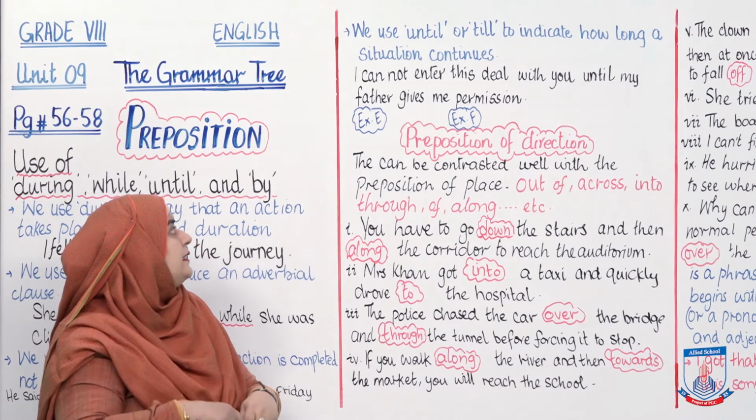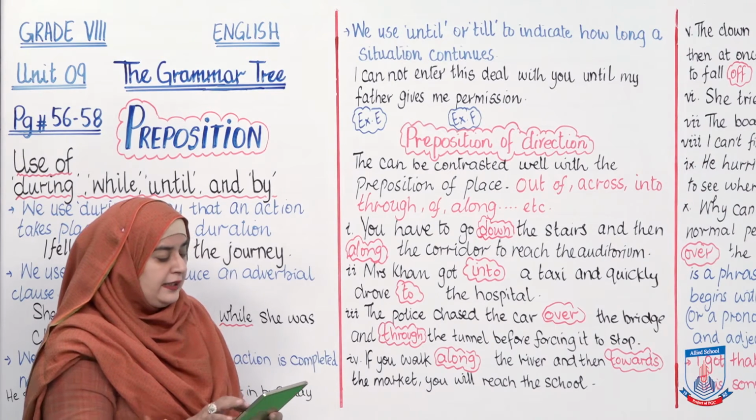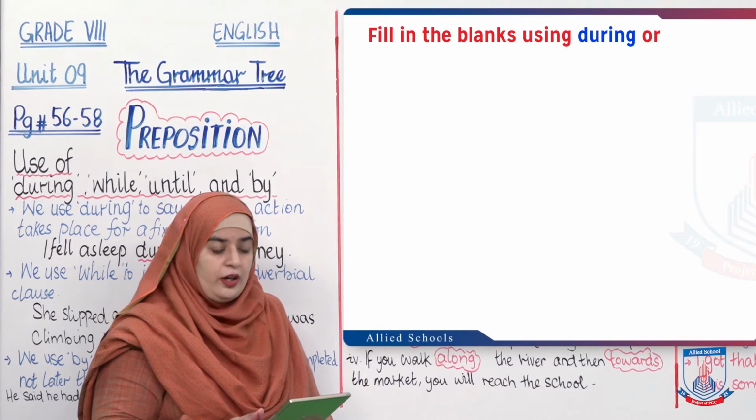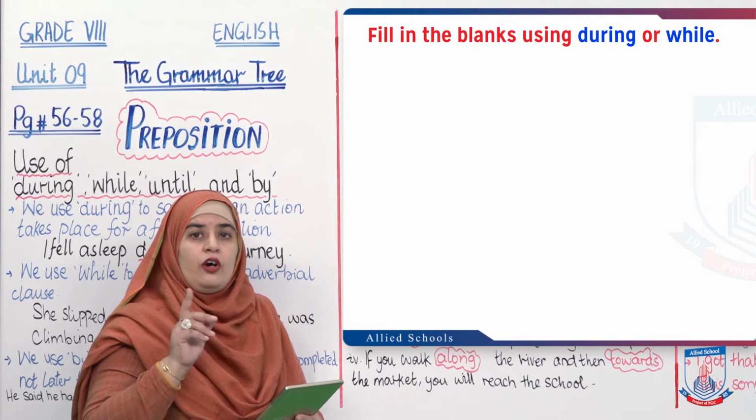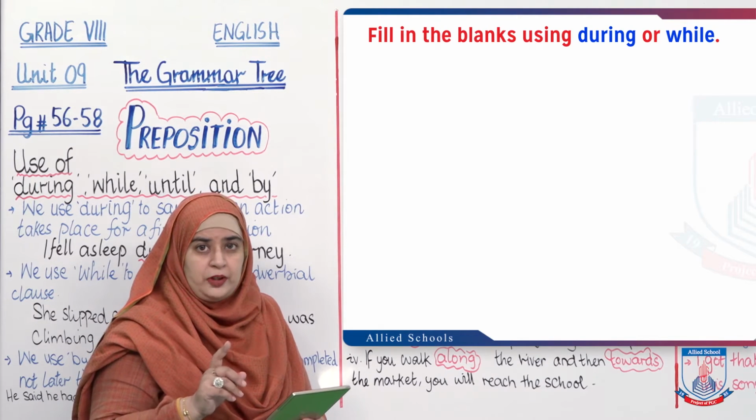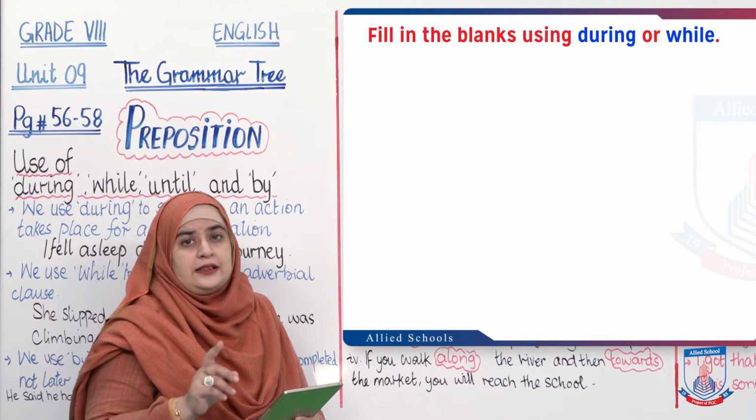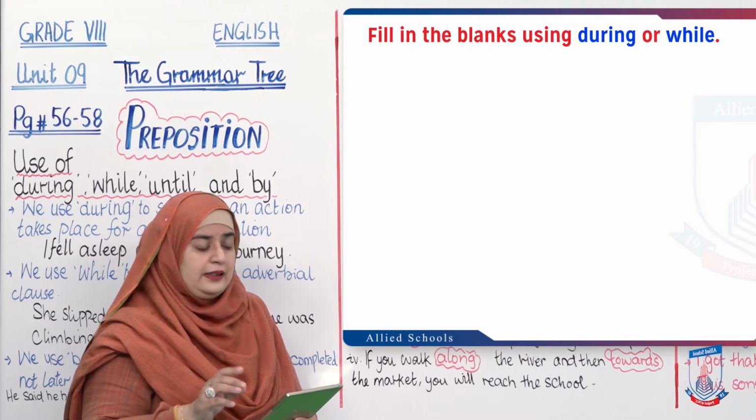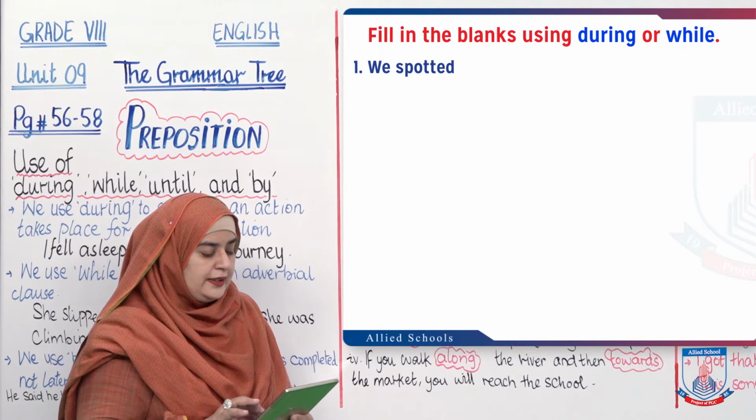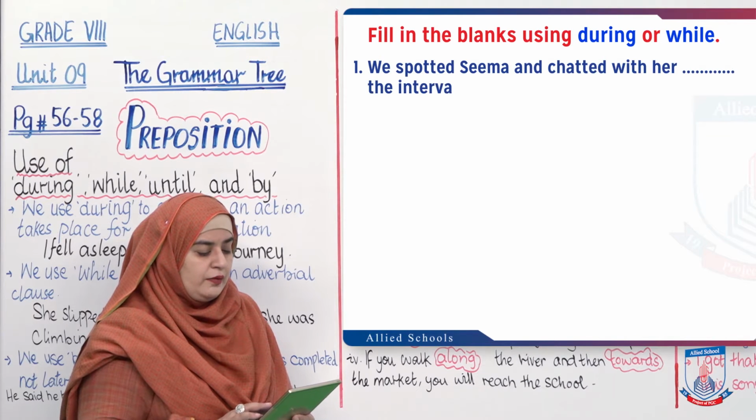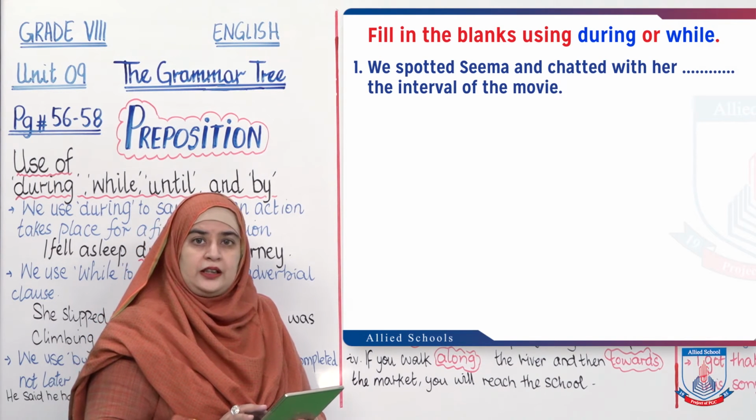Let's do exercise E first. Exercise E asks you to fill in the blanks by using during और while. during और while में confusion होती है हमेशा, इसीलिए उन्होंने during और while के एक्सरसाइज आपको अलहदा से दे दी है. ठीक है. We spotted Seema and chatted with her dash the interval of the movie.